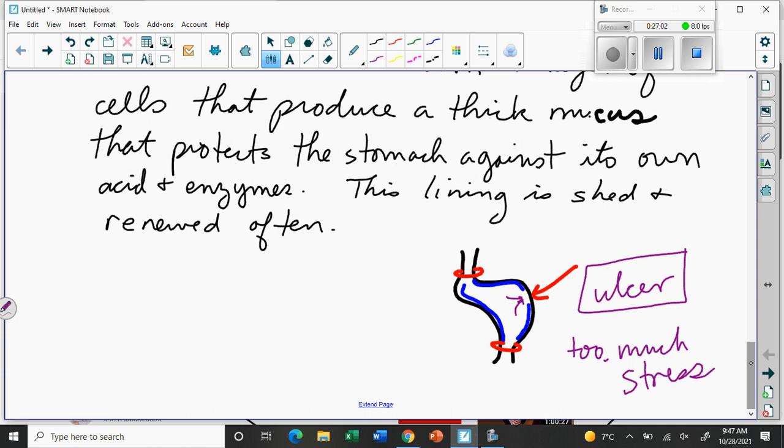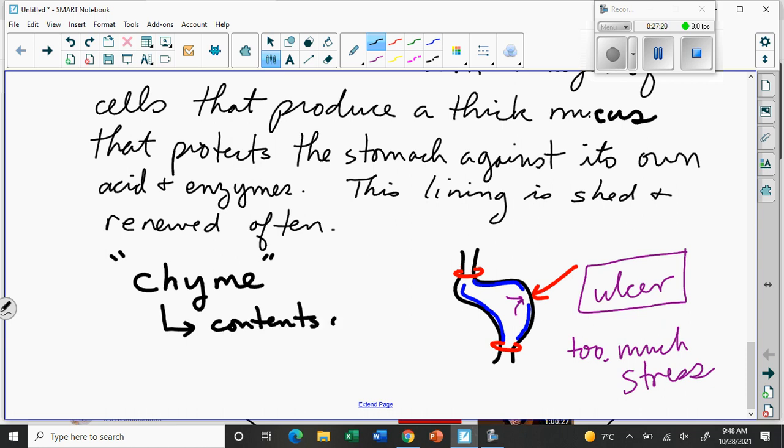There's a word we have to describe this stuff. Now that it's all sort of changed, the word is chyme. C-H-Y-M-E, chyme. Chyme is what we call the contents of the stomach at this point. And it's very runny, liquidy.